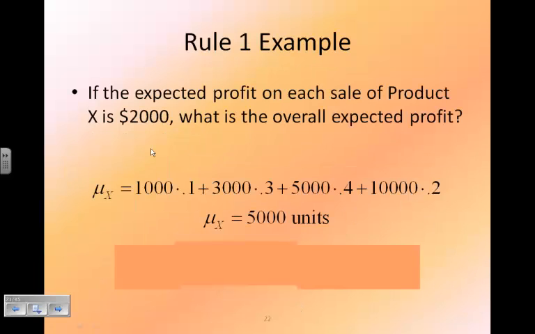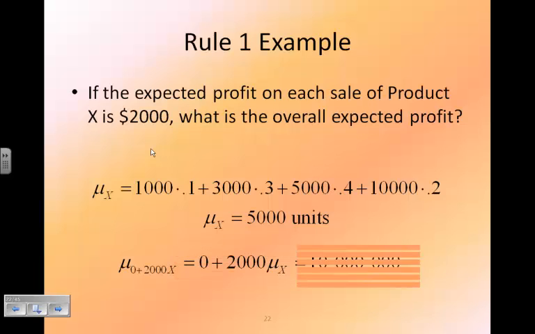If the expected profit on each sale of product X is $2,000, then what would be the overall expected profit? Well, they're expecting to sell 5,000 of them. The expected profit is $2,000 per item, so this would be rule number 1. We can use rule number 1 to help us figure out that the expected profit would be $10 million in this case. Okay, so there's a good example to illustrate rule number 1.